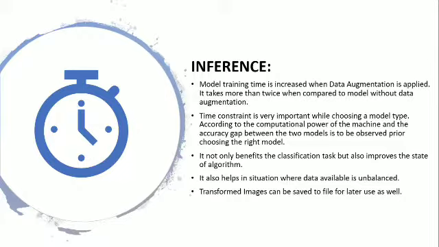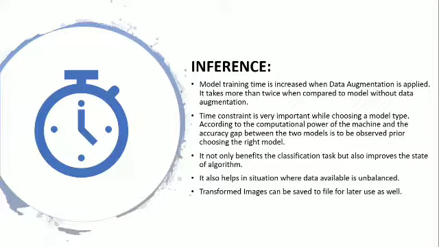And one more thing is that it not only benefits the classification task that we're trying to do here but also improves the state of the algorithm. The algorithm tends to get better. And imagine we have a situation where the data that we've got is unbalanced; using this we can actually balance our data. Say we have a binary classification task, and one type has 80% of the data and the other type just 20%. We can apply image augmentation and try to bridge this gap between them and make the data balanced. So this is really a great thing.